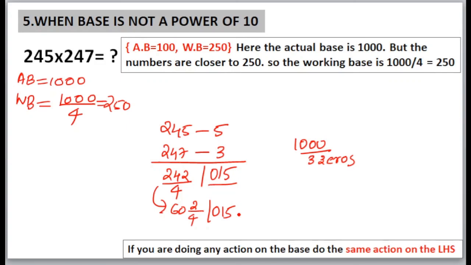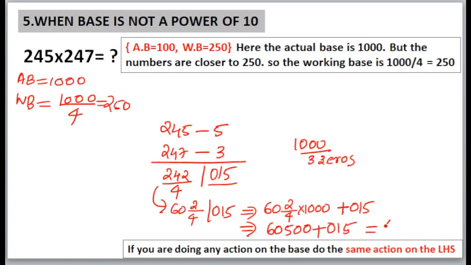So 60 and 2 by 4 into 1000. To convert the fraction, you have to multiply it with base. So 60, 2 by 4 into 1000 plus 015. This is 500, so 60,500 plus 015, that is 60,515. This is your answer.